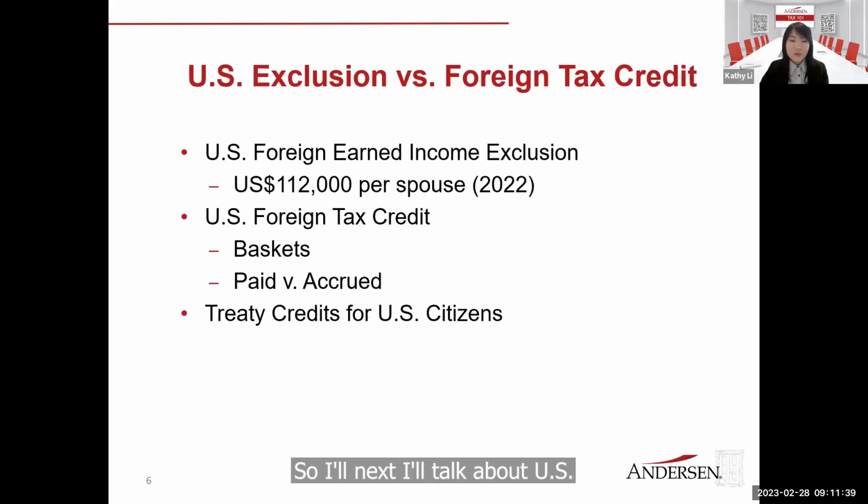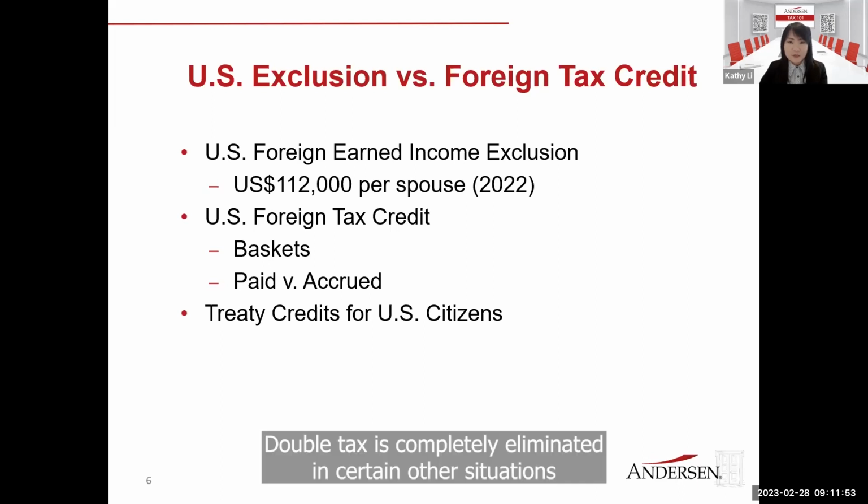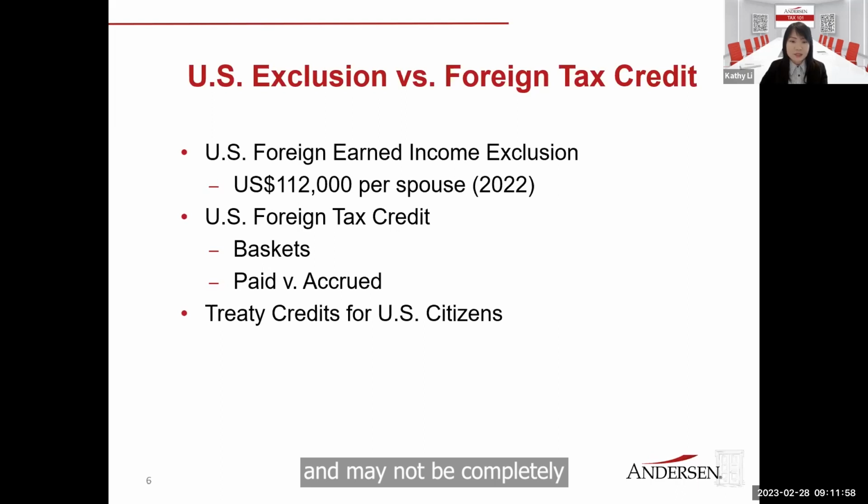So next I'll talk about US exclusions and foreign tax credits. So these are the two methods that US tax has to reduce or eliminate double taxation. In certain situations, double tax is completely eliminated. In certain other situations, it may not be completely eliminated.